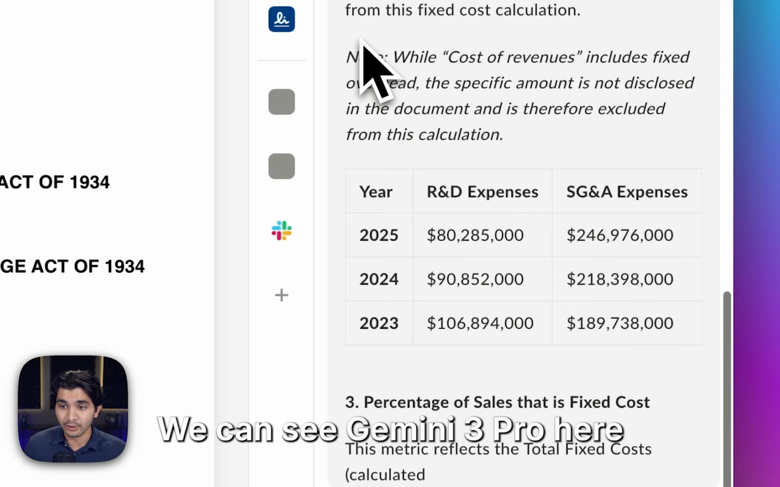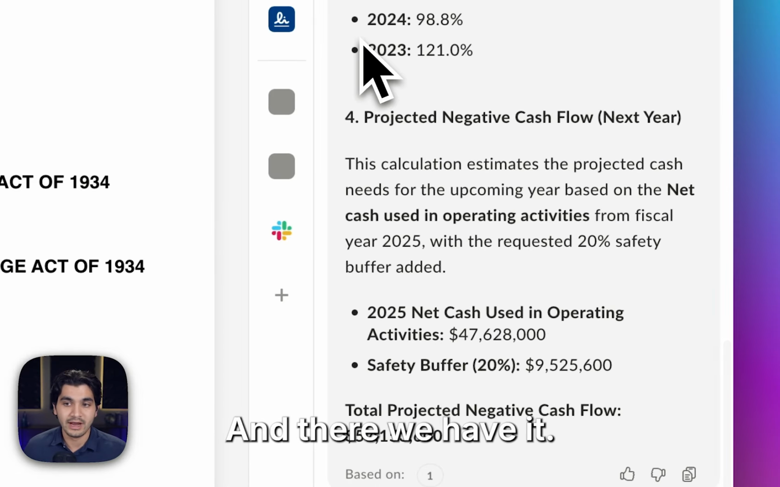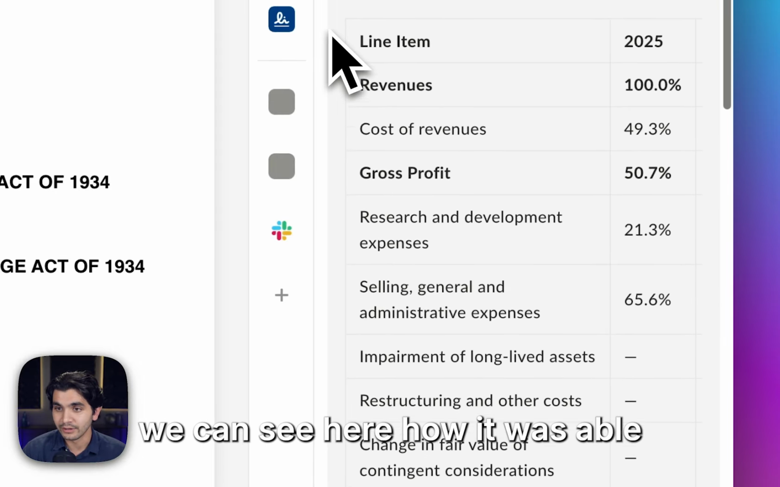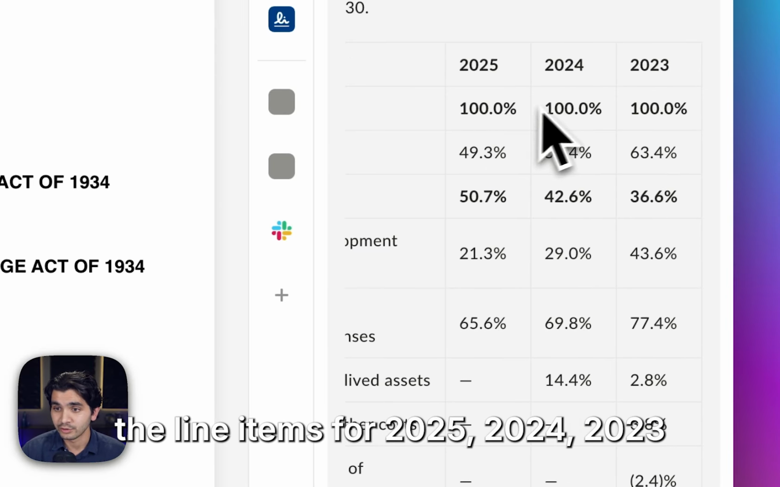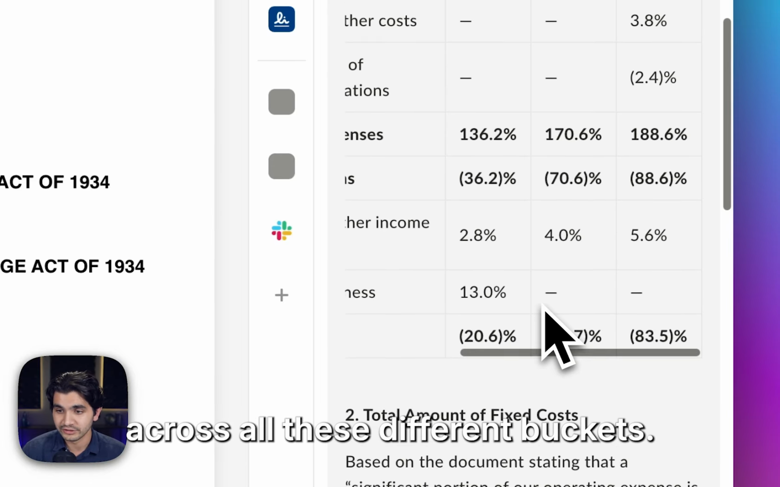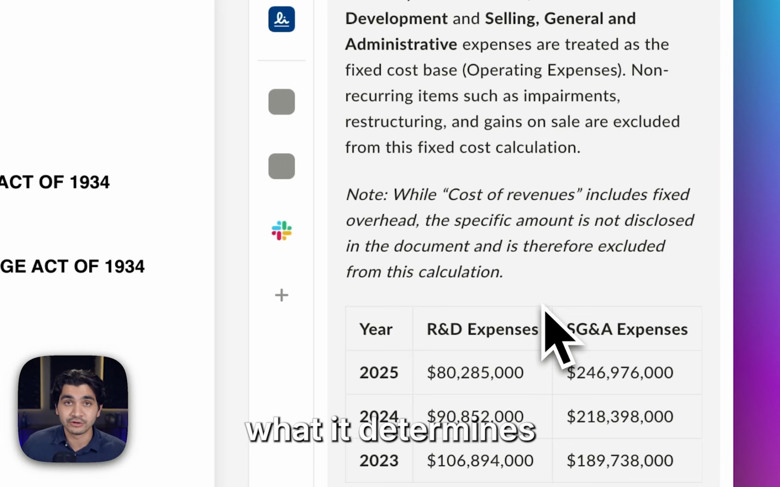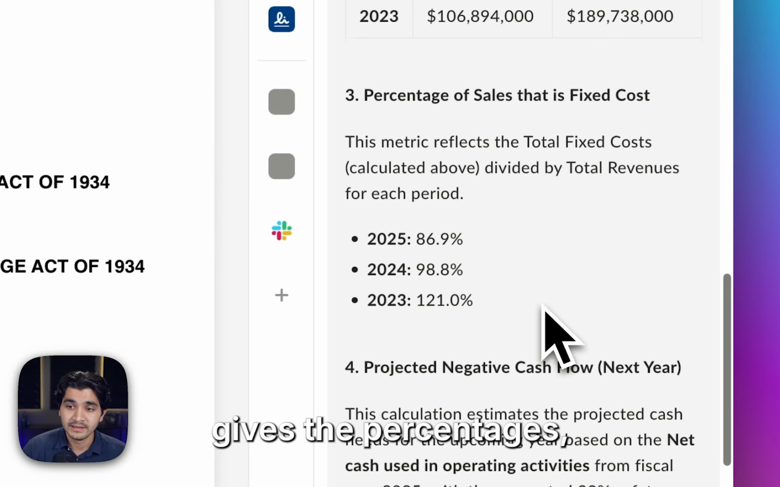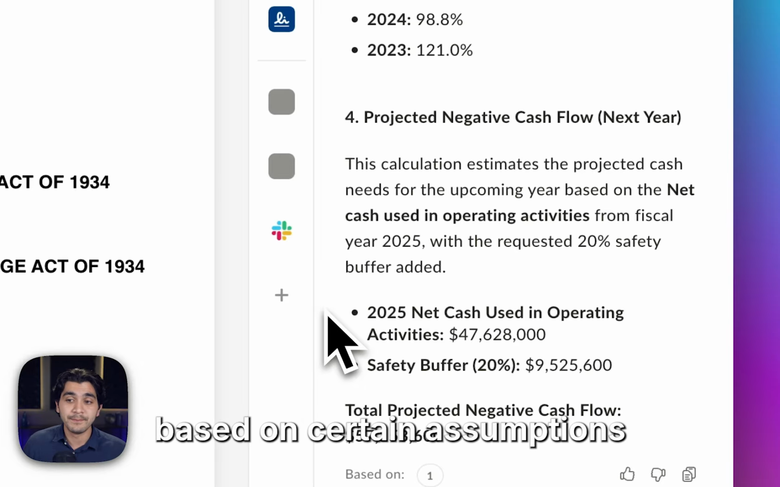We can see Gemini 3 Pro here spitting back an answer, going through super quick, and there we have it. If we take a look at this answer, we can see here how it was able to extract all the line items for 2025, 2024, 2023, and give that vertical analysis, those percentages across all these different buckets. It gives the fixed cost, reasoning over what it determines to be a fixed cost based on this 10K, and then splits them out, gives the percentages, and finally gives a projected negative cash flow based on certain assumptions that it's making.